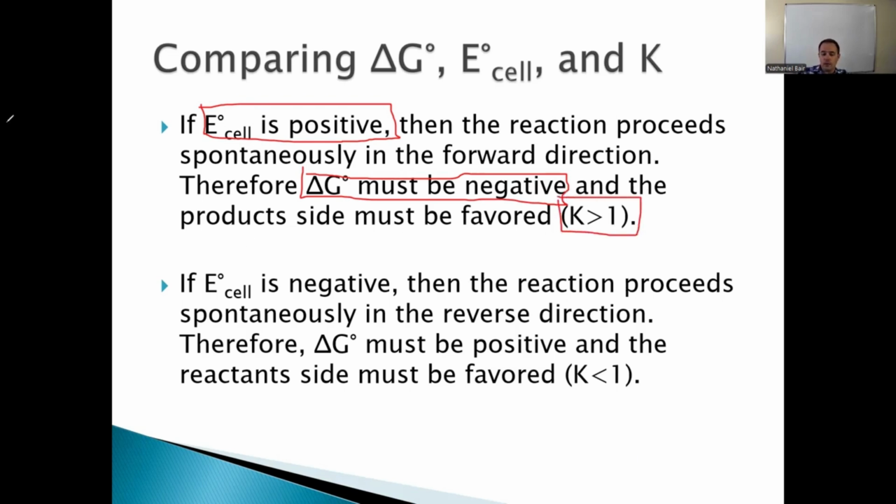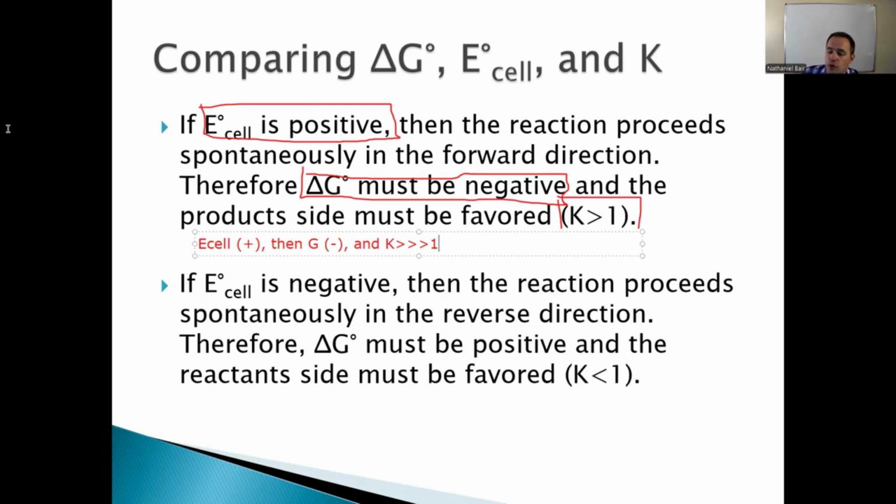So all that being said, I'm going to try to type this out for you. Here's what that means. If E cell is positive, then delta G is negative, and the equilibrium constant is greater than 1.